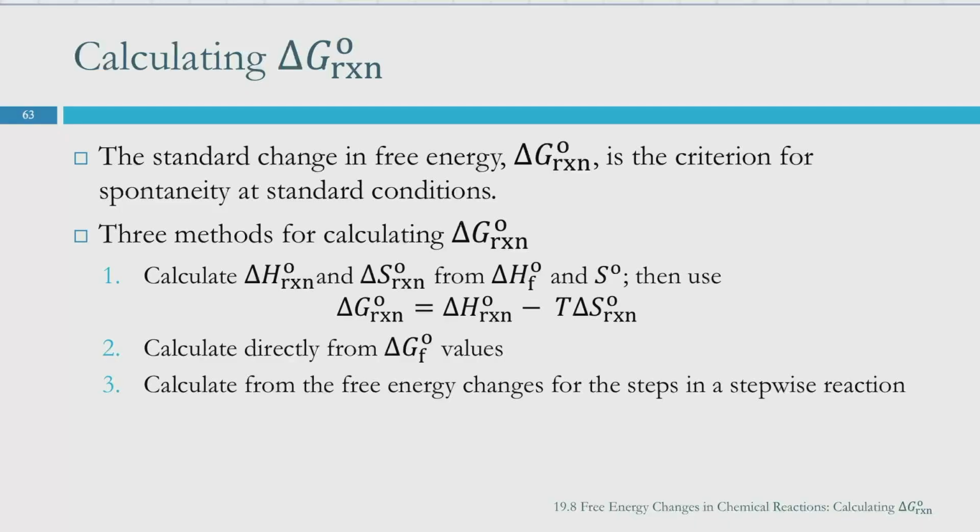So our standard Gibbs free energy of a reaction, that's what this symbol up here is at the top. The standard change in free energy is a criterion for spontaneity at standard conditions. Who remembers, is it a positive or a negative change in free energy that makes something spontaneous? Negative. We're looking for a negative number. Negative is spontaneous. It'll happen by itself. Whereas for entropy, it's positive.